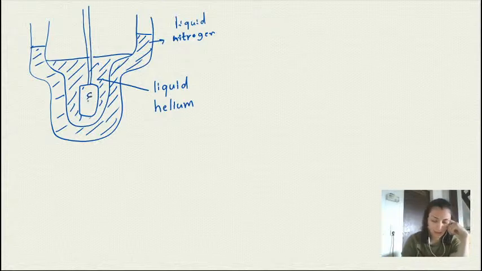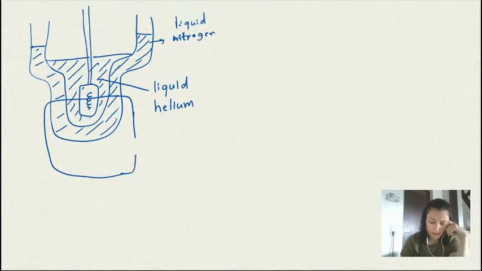And here we have some coil, and we read the voltage difference of the coil and whatever is inside it. Okay, my mouse doesn't work.